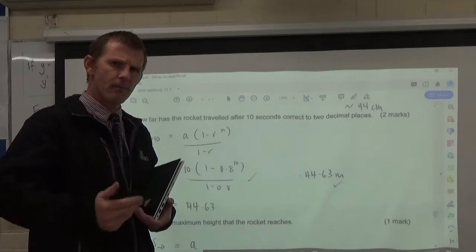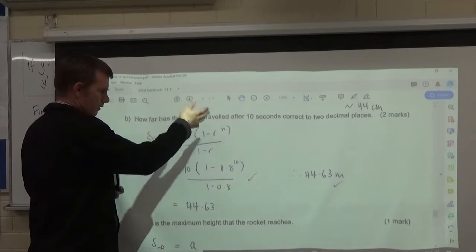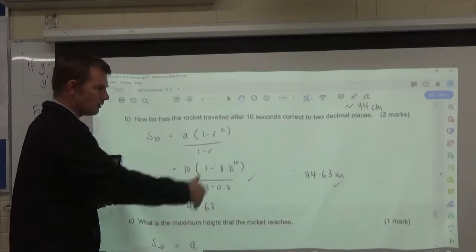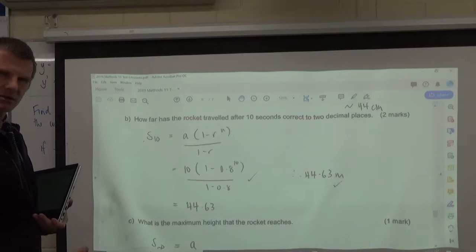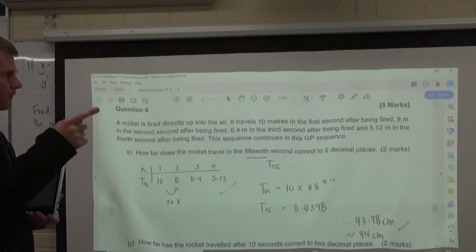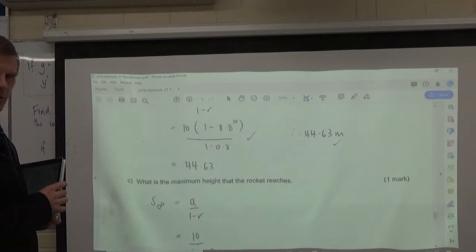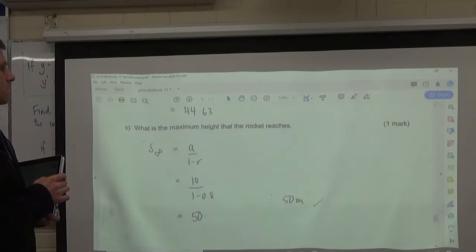How far has it travelled after 10 seconds? That's summing up all the distances, isn't it? Isn't that just S10? I've already got most of the numbers for here. In they go. 44.63 metres. Sounds kind of right, because remember it went 10 and then 8 and 6.4 and 5. It's definitely dropping off. So that sounds about right, 44.63. I like that.